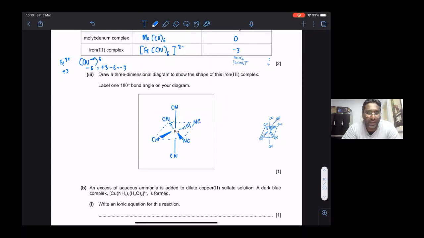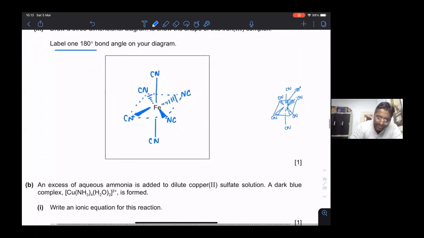Yes, this is octahedral, but do remember that they say to label the 180 degree bond angle. Either you can show it from here to here as 180, or you can show any opposite pair. So from here to here, you can show that this is 180 degrees. That is going to be the 180 degree bond angle.